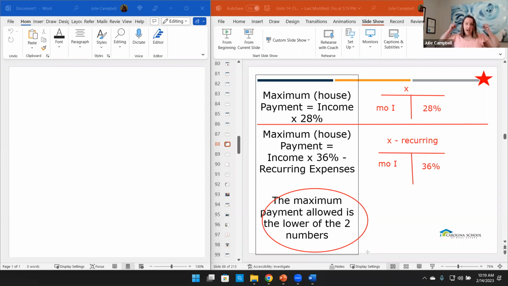Think about it. Lender hat on. Which one is less risky? The one that has more expenses or the one that has less expenses? Less risky says the one that has the less expenses. So think about this through the eyes of the lender. The maximum payment allowed, the one that you will get qualified under, will be the lower of the two numbers. We'll see this again. Actually, we'll do a nice side-by-side comparison.